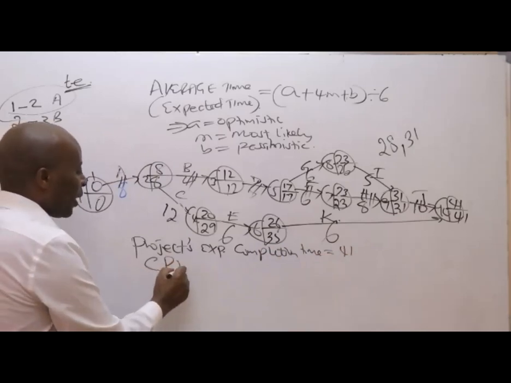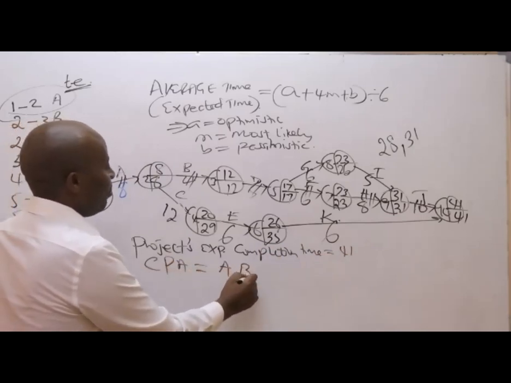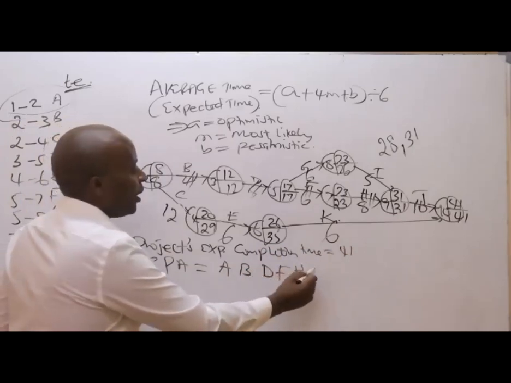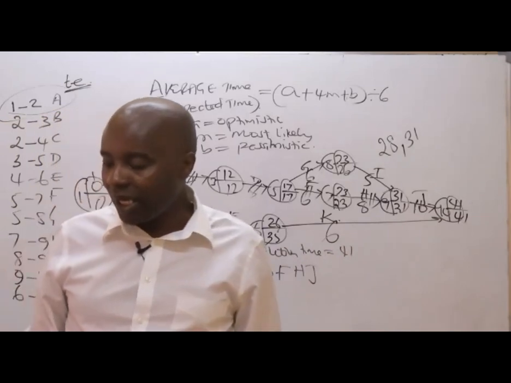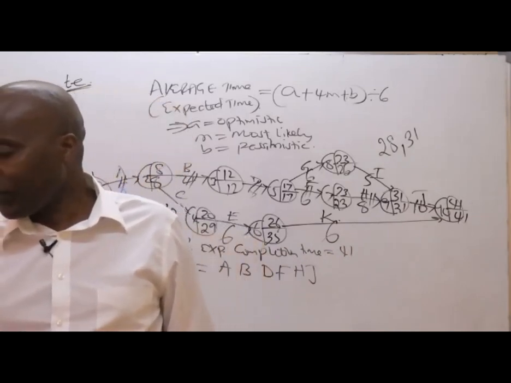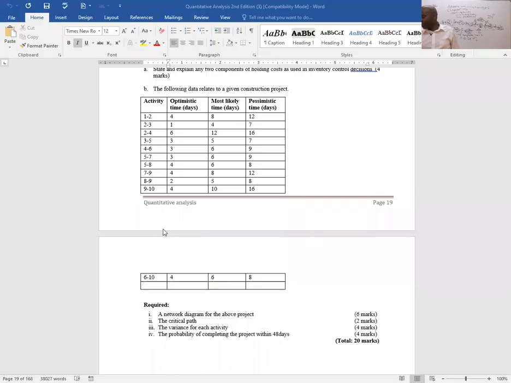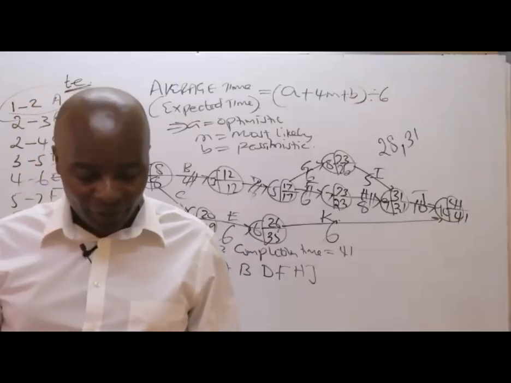And then the critical path activities are A, B, D, F, H, and J. From there now, ladies and gentlemen, I need to look at the next question. They wanted us to give them the variance for each activity, number 3. So the question is, how do I get variances?